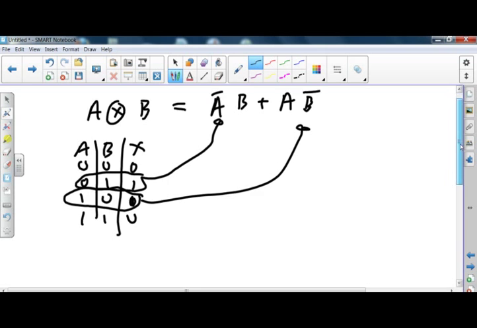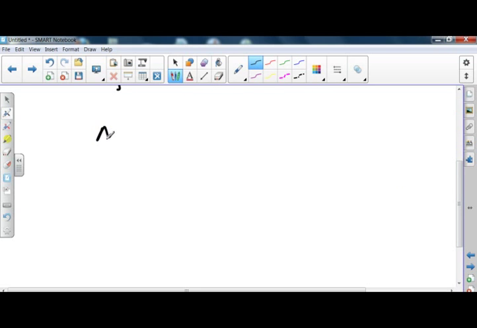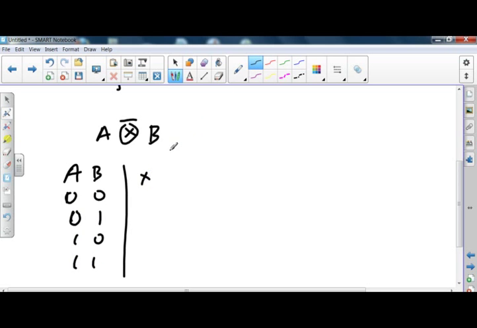Now I'm going to do it again, and I'm going to have A exclusive NOR B. I have a truth table: A, B: 0, 0; 0, 1; 1, 0; 1, 1. I've got an output X: 1, 0, 0, 1. This is A not B not, or A B.